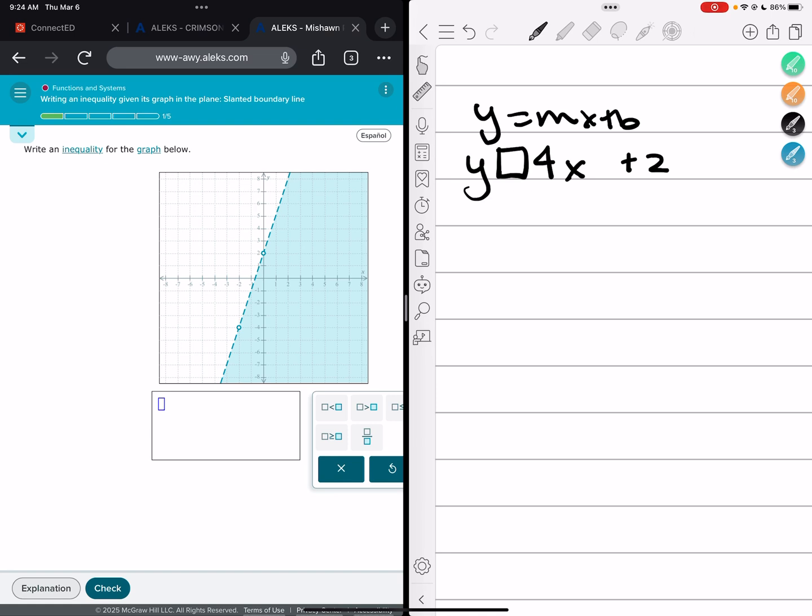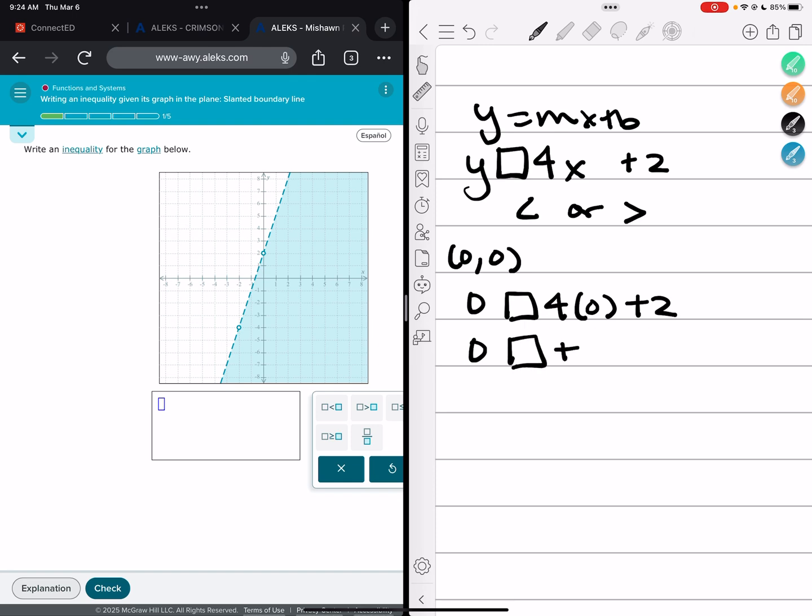I have two options. Because it's a dotted line, I know it's less than or it's greater than. Pick any point in the highlighted area. Again, 0, 0 is just my favorite point, so it's what I tend to do the most. So if I try this, I get 0 box 4 times 0 plus 2. This then becomes 0 box, and this side just becomes a 2.